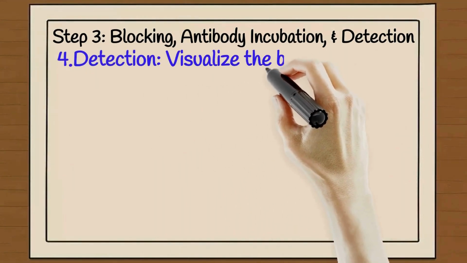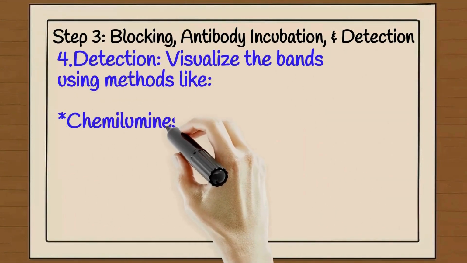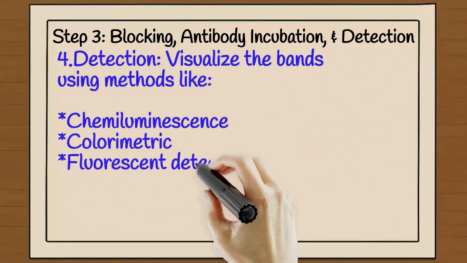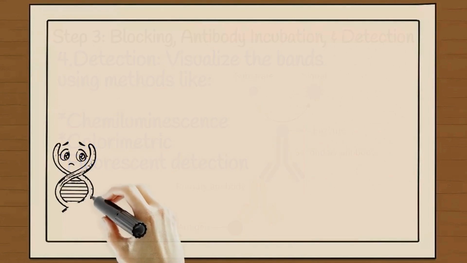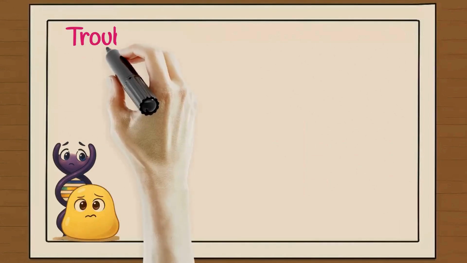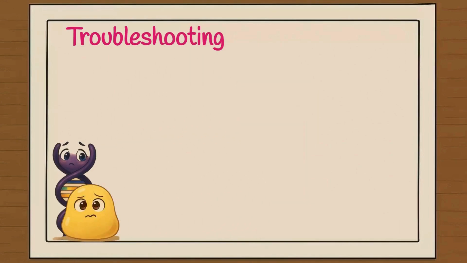Detection. Finally, we visualize the bands using methods like chemiluminescence, colorimetric, or fluorescent detection. This process provides our final visual result. Even in the best labs, things don't always go perfectly. Knowing how to troubleshoot common issues is a key lab skill.